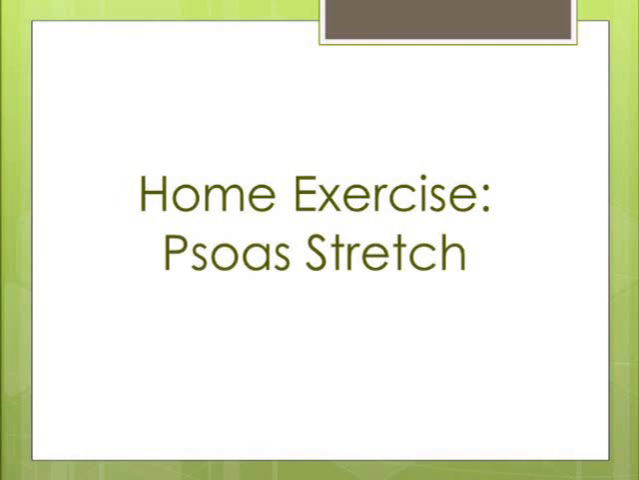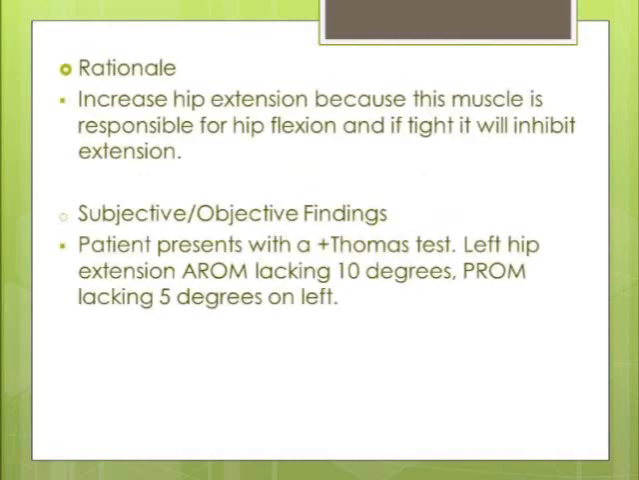We also did a home exercise with this patient. We did a psoas stretch. This will increase hip extension because this muscle is responsible for hip flexion, and if tight, it will inhibit extension. Some subjective and objective findings were that the patient presents with a positive Thomas test, left hip extension active range of motion lacking 10 degrees, and passive range of motion lacking 5 degrees on left.